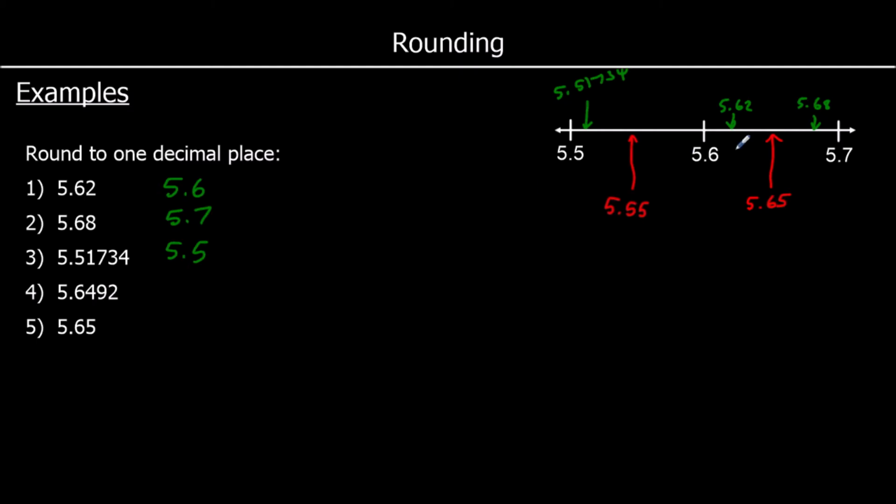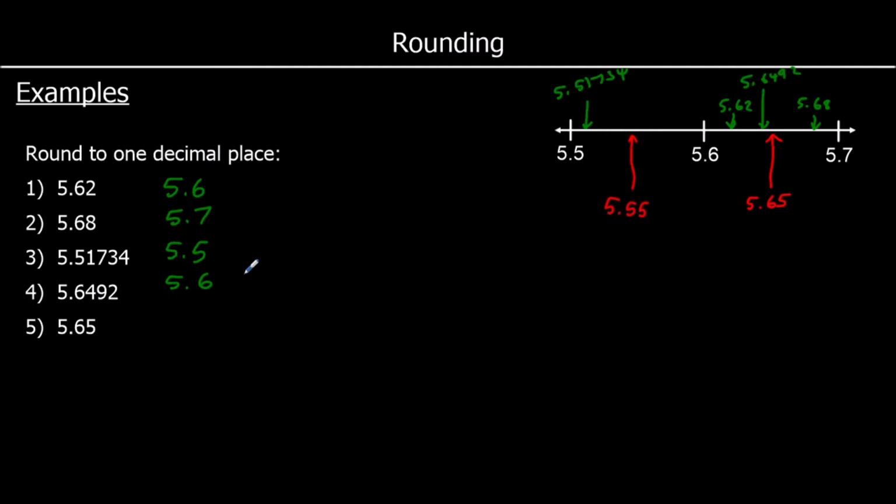5.6492. So 5.64 is just less than 5.65. It's just underneath 5.65. So it's going to be 5.6. It's less than 5.65, so it rounds to 5.6.